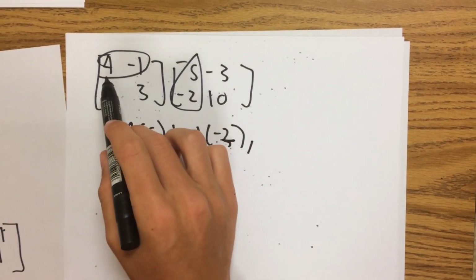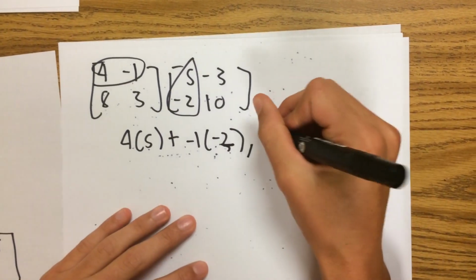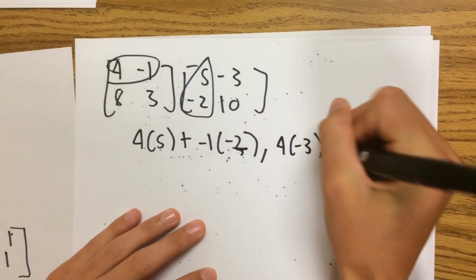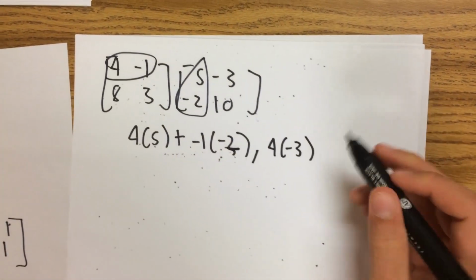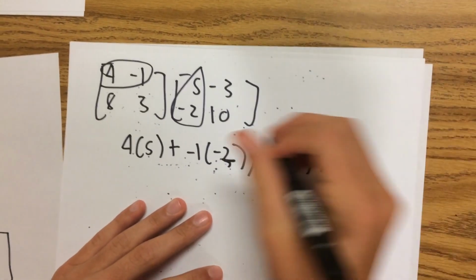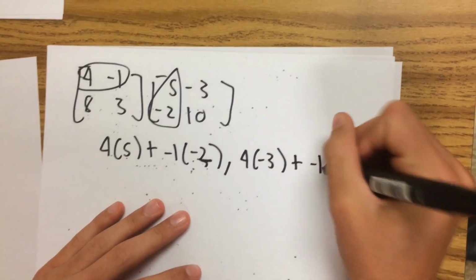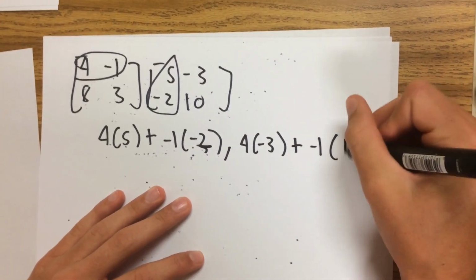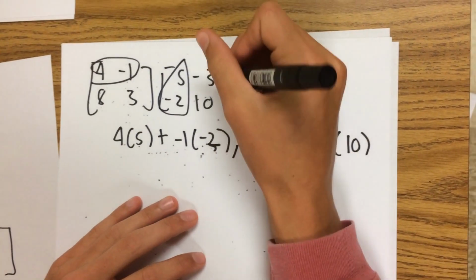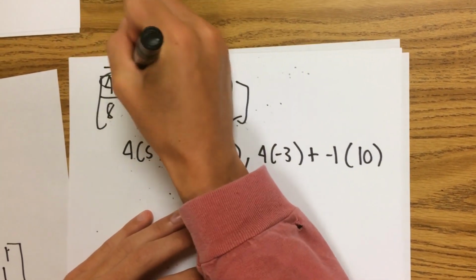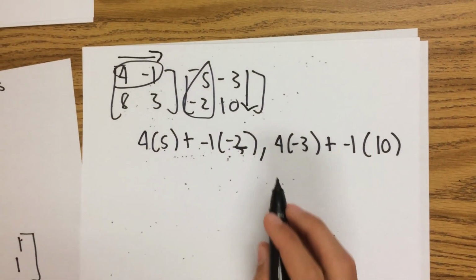So you're going to do 4 times -3. And as we move down to the second position, we're going to add a plus sign. So -1 times 10. See, I'm going down the column, and I'm going across the row, just like that.